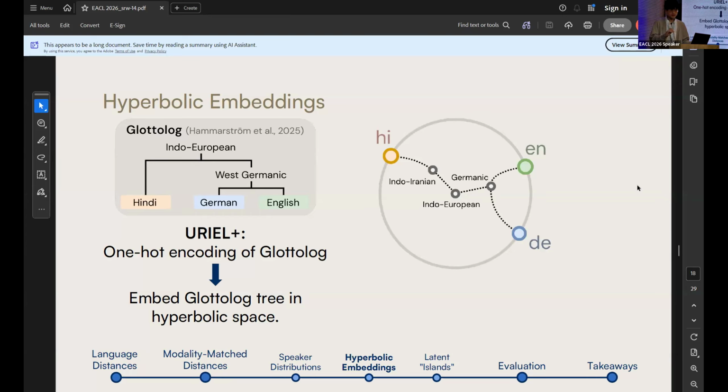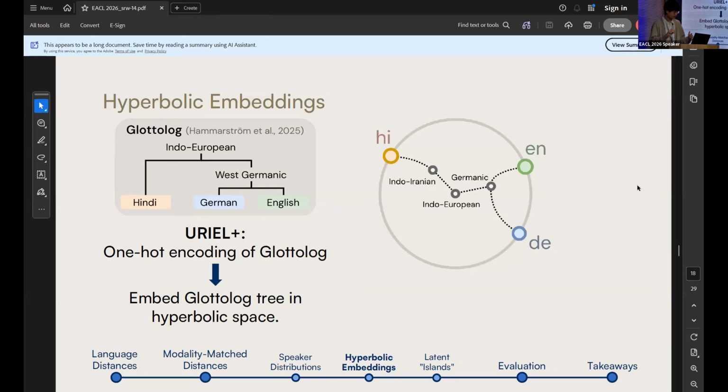Now, the Euclidean space grows polynomially, and so it is unable to account for this sort of exponential growth, while hyperbolic space grows exponentially. And so we argue that hyperbolic space is really the natural geometry to use here when embedding the glottolog tree. This figure shows what that might look like for a 2D Poincare disk, where we have language families near the center and languages near the boundary of the Poincare disk.